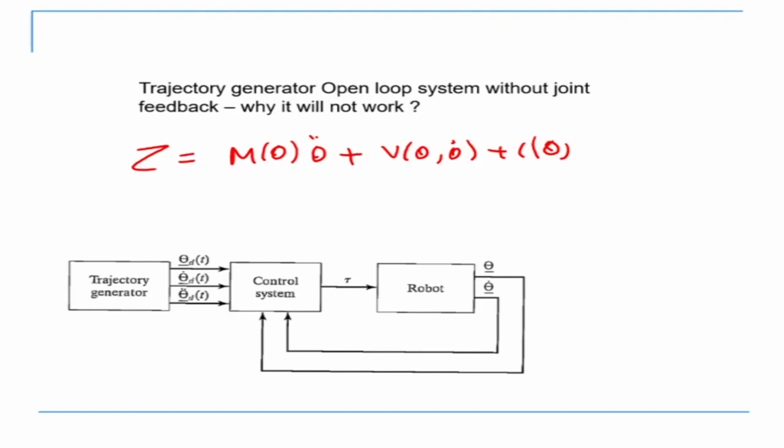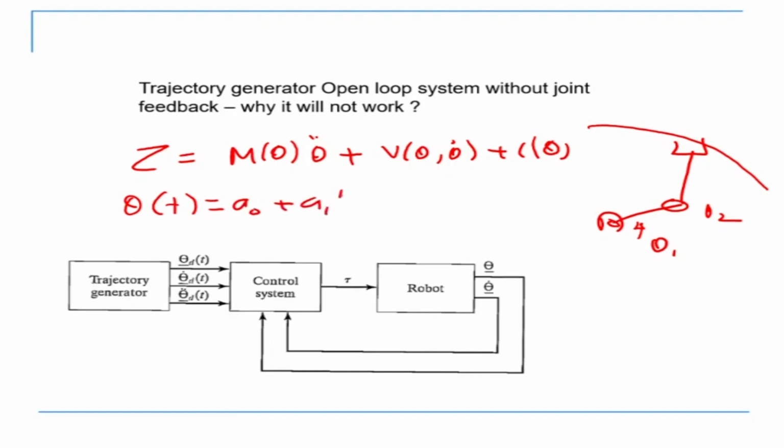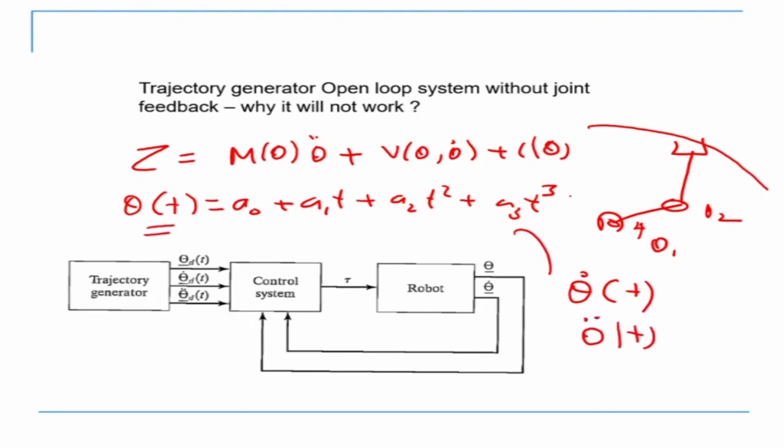For example, if I have two links, and I have a trajectory there that I want to follow, I also have a trajectory at the joint levels, theta 1, theta 2. I have trajectories of this in terms of a cubic polynomial. So theta(t) is equal to a0 plus a1 t plus a2 t squared plus a3 t cubed, which is a cubic polynomial. Now from here, by differentiation, I get theta dot(t), and I get theta double dot(t). So I have position, velocity, and acceleration.